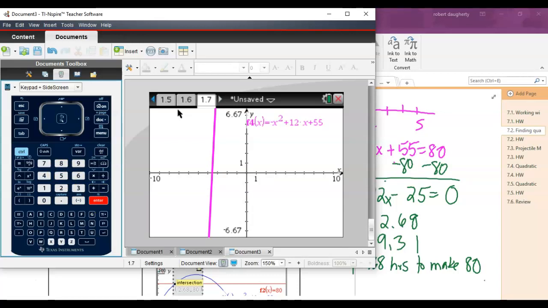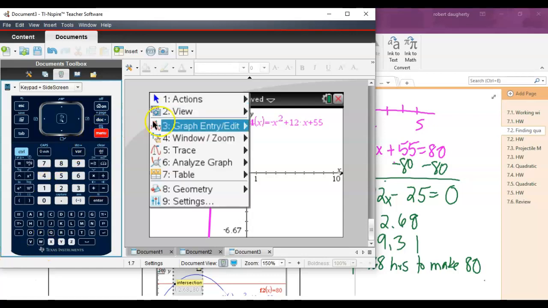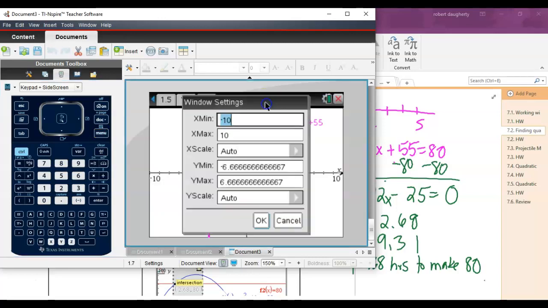Like, how wonderful is that graph? Yeah, it's a parabola, but I've only seen part of it. This doesn't do a good job of scaling, okay? So the y-axis are my grades. This would be good if I was trying to figure out which one of you made between a 1 and a 6, okay? But, I mean, grades are going from 0 to what? 0 to 100, okay? So menu, window zoom, window settings.